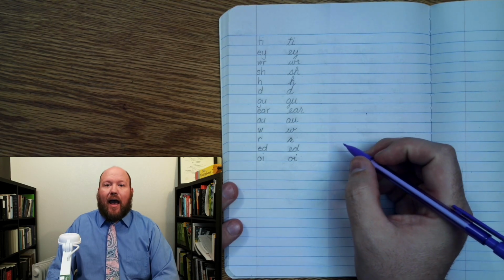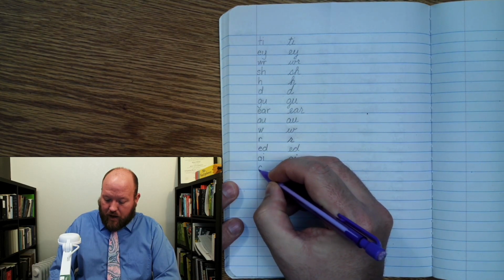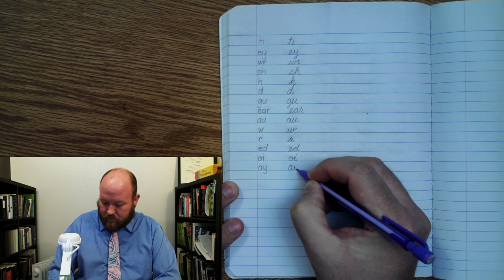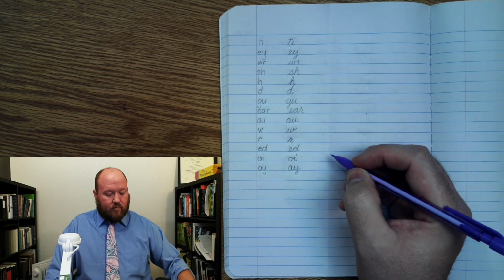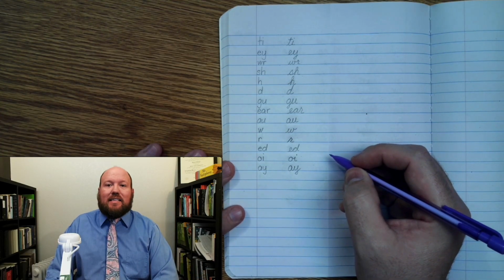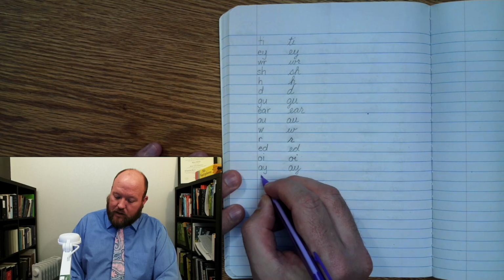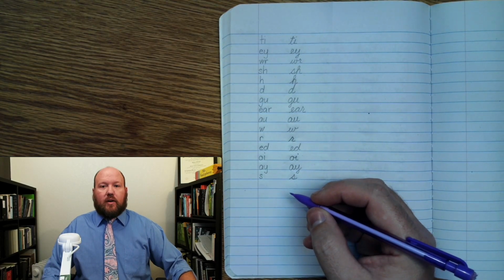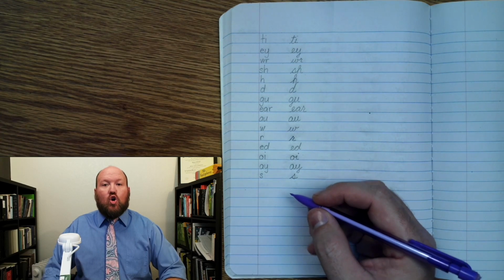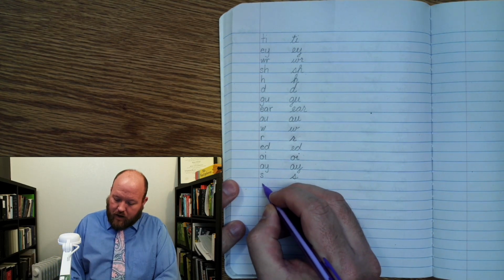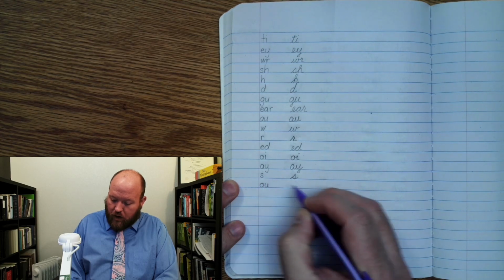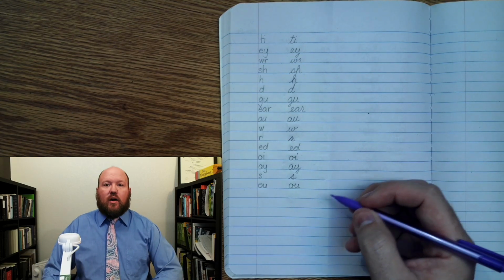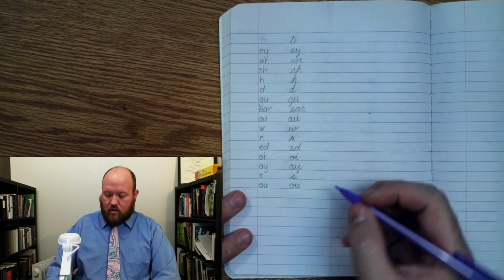Next one, a. Next one, s, z. Next one, ow, o, u. And the last one, ol.